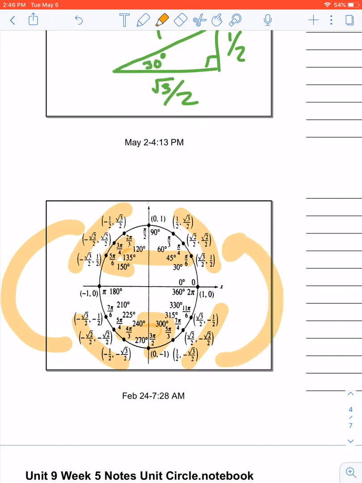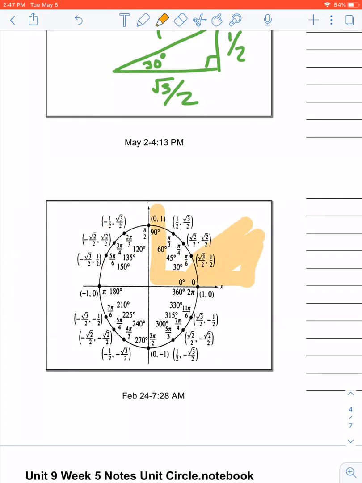So really, if you only learn the first quadrant, which is right here, you'll be able to reflect those by learning what's positive and negative there. But really, all you have to do is memorize the first quadrant. Okay. And then someone's going to say, okay, but what about 0, 1?